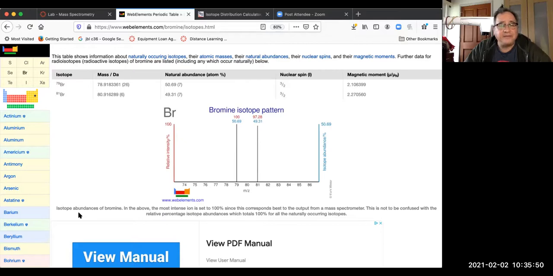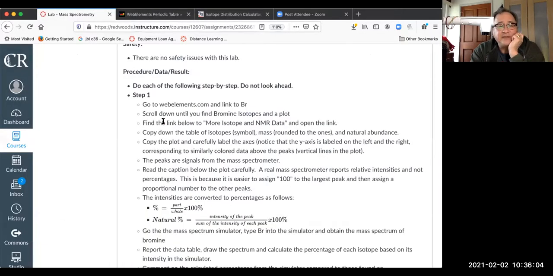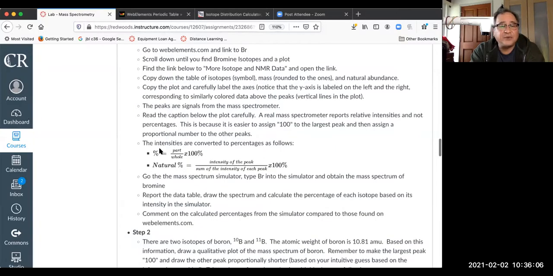Got it. Okay, so there's your isotope. Any questions so far? So we're still on part 1, step 1. Let's go back to the lab. And this is what we just talked about, calculating percentages.